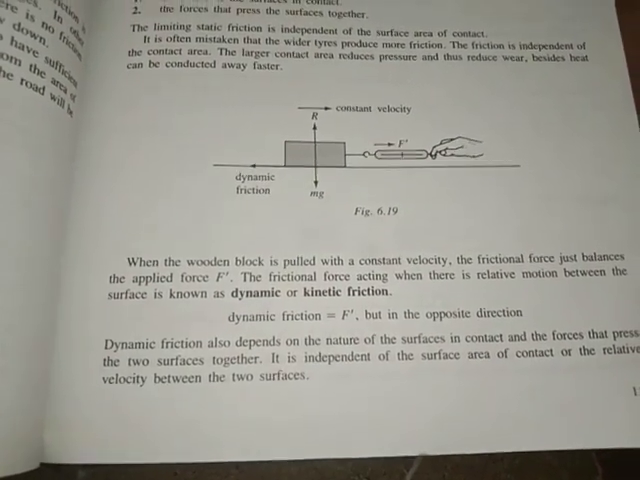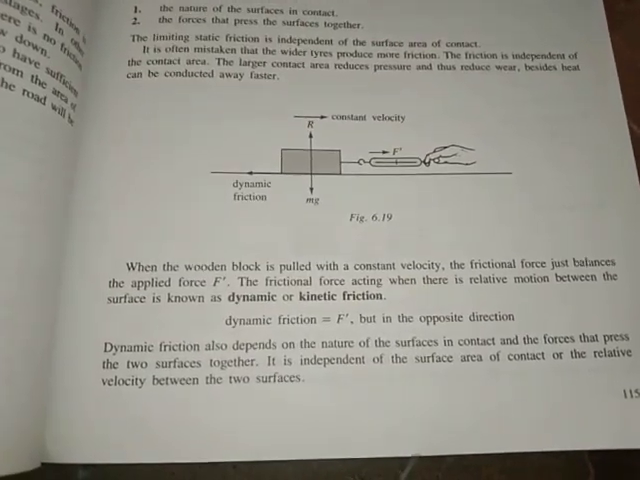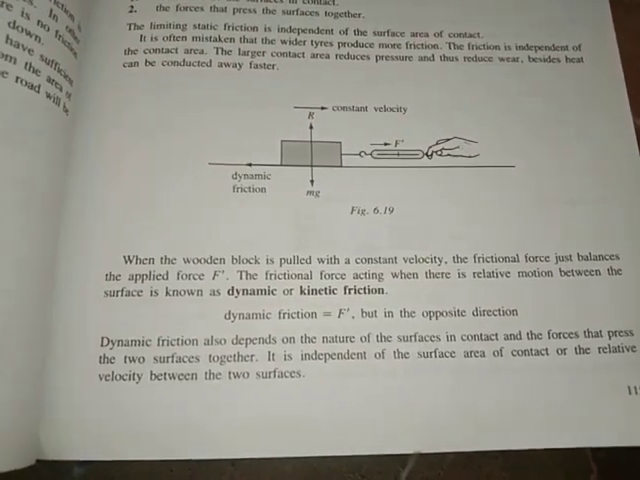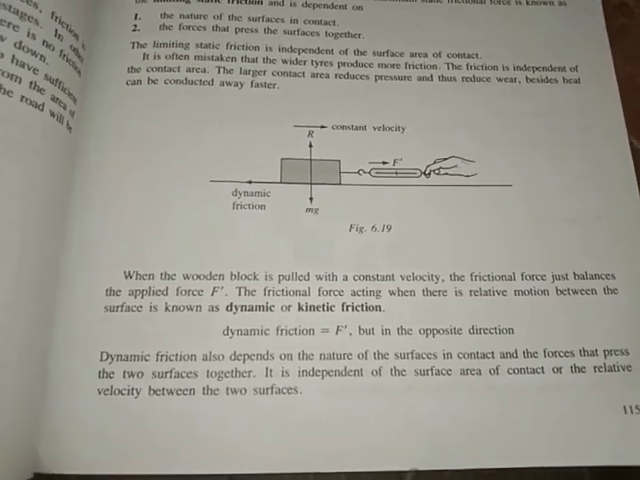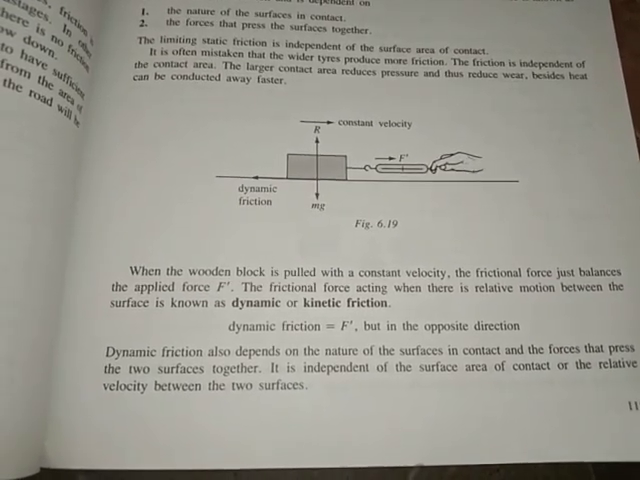Dynamic friction also depends on the nature of the surfaces in contact and the forces that press the two surfaces together. It is independent of the surface area of contact or the relative velocity between the two surfaces.